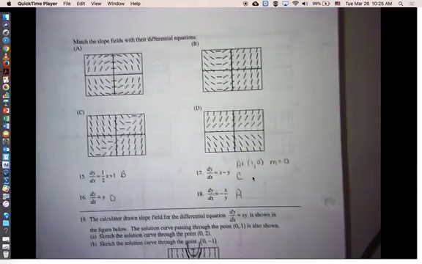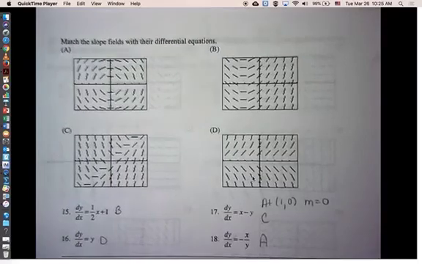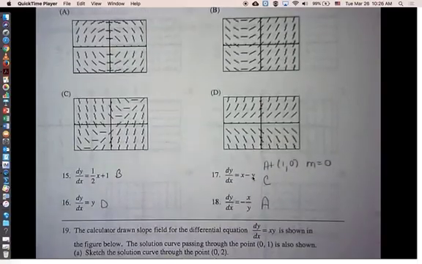Okay, let me show you a trick. Let's jump to 15 through 18. This is page 8. They want us to be able to match these. The first thing I would do is pick out the ones that are going to be easier. The easier ones are the ones that don't have both an X and a Y. If they just have an X in them, they're going to be easier.